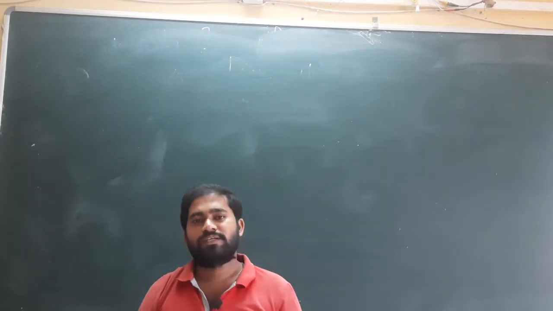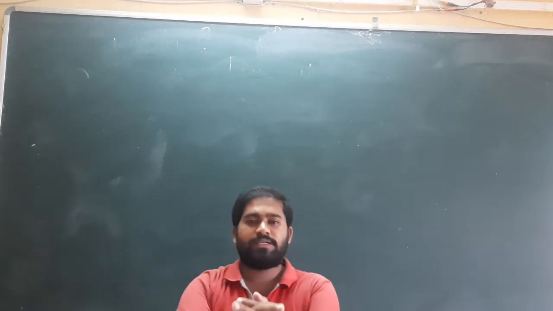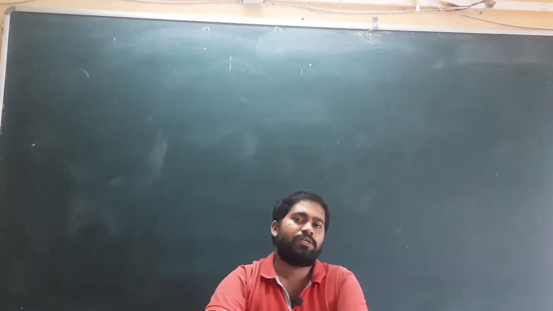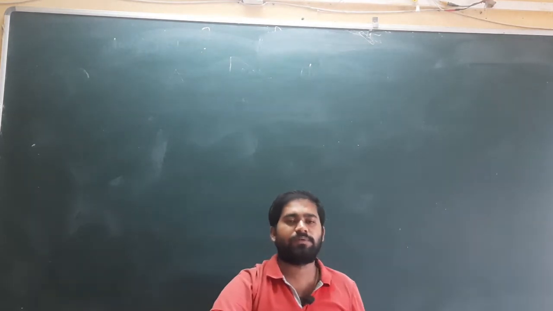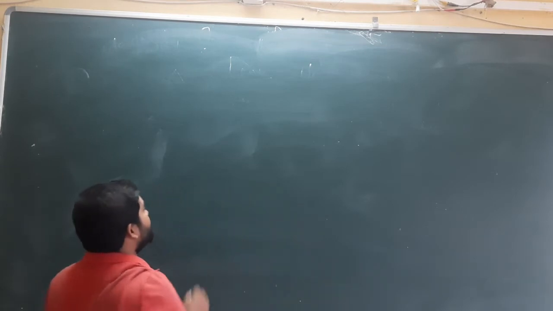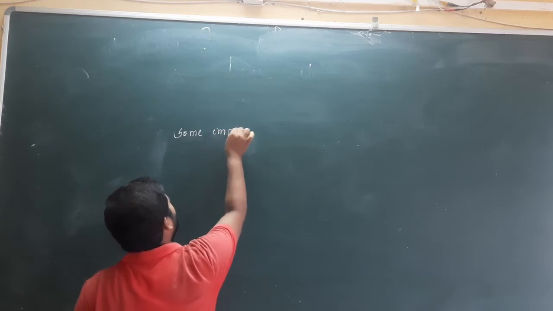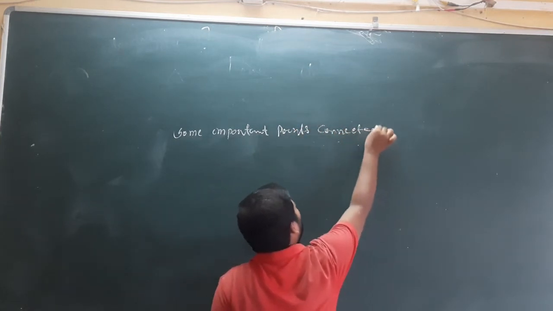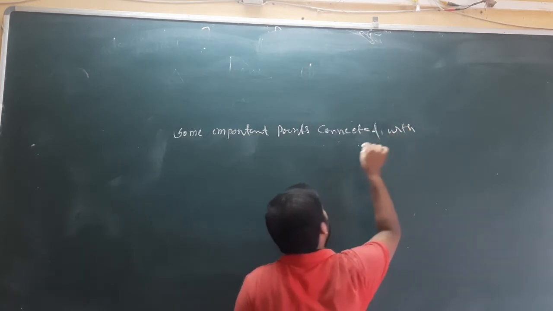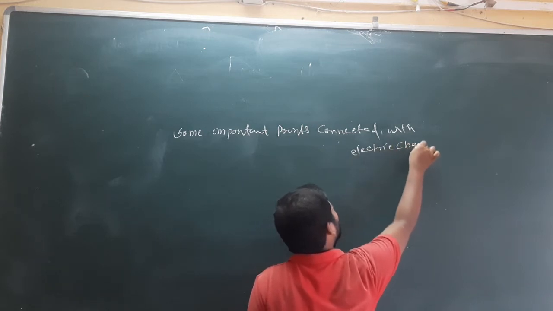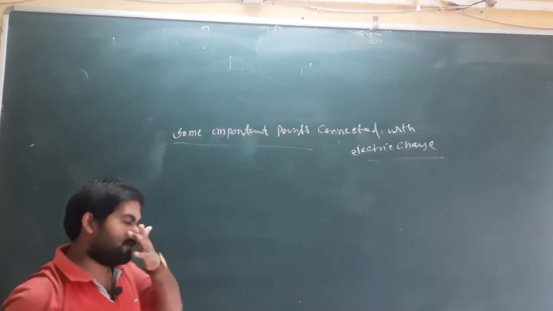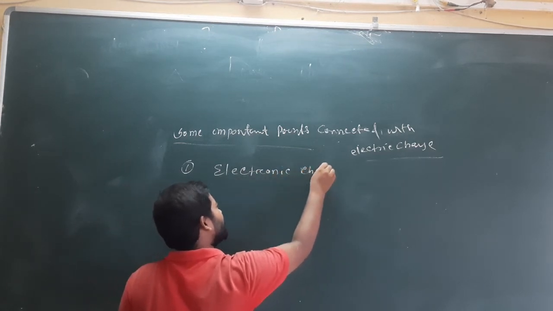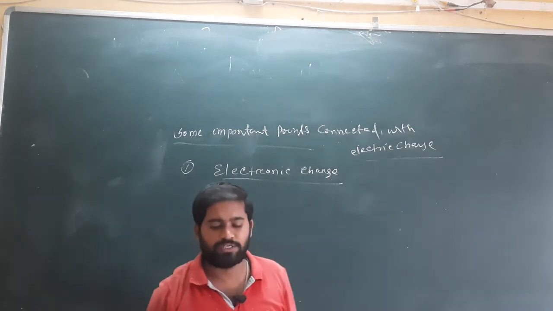So in this class we discuss some of the important terms connected with the electric charge. Generally, when we observe an electric charge, there are some important points connected with electric charge. What are the different important points? First thing we can say is the electronic charge.